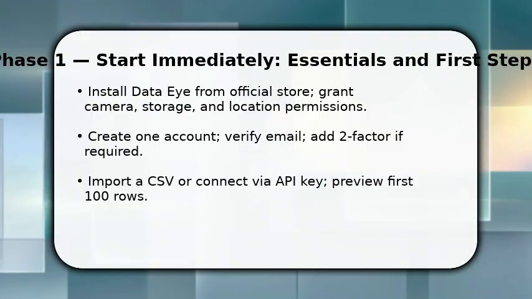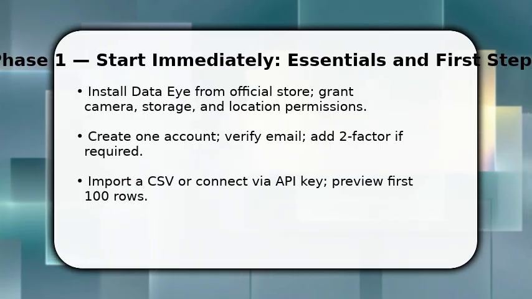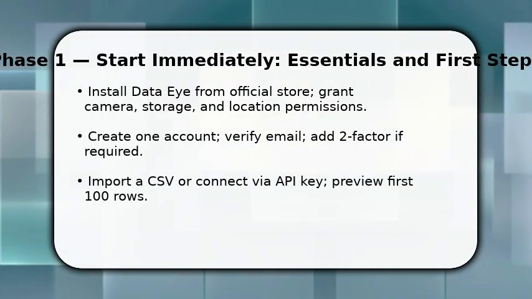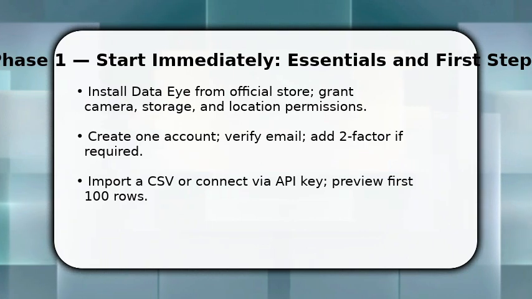Enable two-factor for better security. Then import a CSV or connect using an API key. Preview the first 100 rows to confirm columns and types, because correct types speed up analysis and prevent errors later.